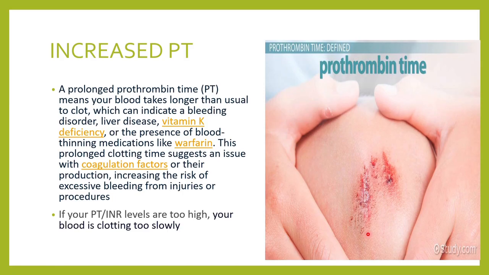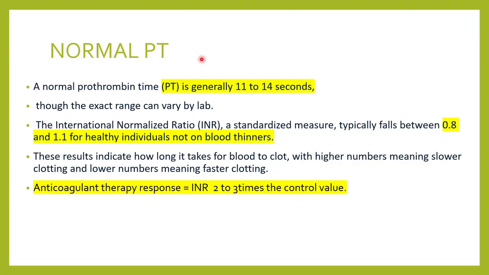If it is taking longer than the usual time, where 11 to 14 seconds is normal, suppose it is taking more than that, that means your prothrombin time is increased. It could be because of liver disease, vitamin K deficiency, or the patient might be put on warfarin, etc. If your PT INR levels are too high, it suggests that your clotting is not happening normally. The normal prothrombin time would be around 11 to 14 seconds. But this varies from one lab to another.